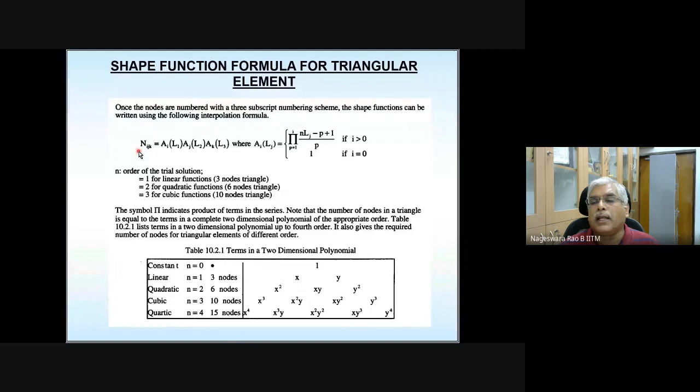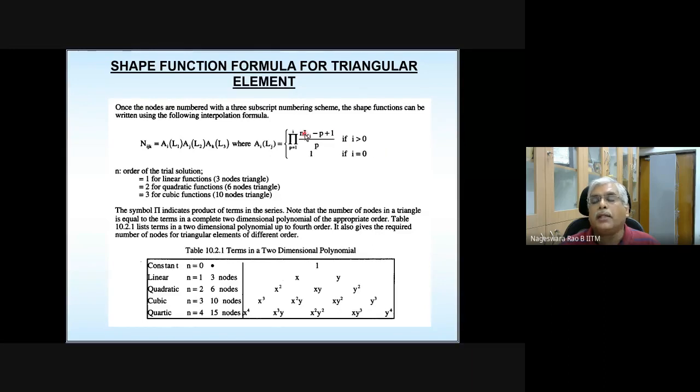So please take a note of this N_ijk, and how a_i L_j is defined. I takes values 1 to n. a_i takes values depending on L1, L2, L3. Okay, and j takes values 1, 2, 3. So please take a note of this.